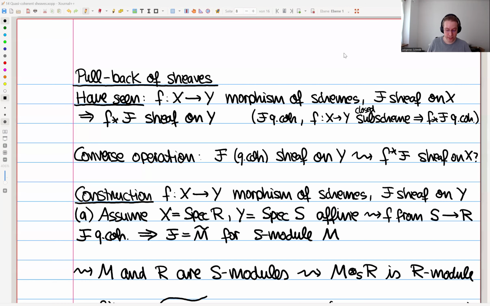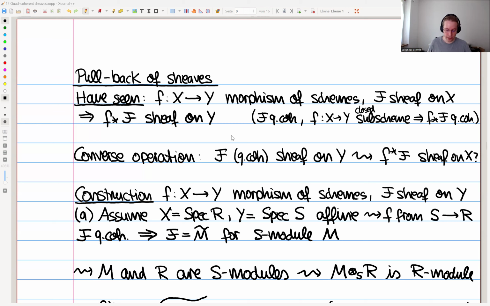So previously we have seen that if you have a morphism of schemes and F is a sheaf on the domain, then we can push forward and get a sheaf on Y. And nicely, in the last video, if F is quasi-coherent and this morphism small f is a closed subscheme, then actually f push forward of F is also quasi-coherent.